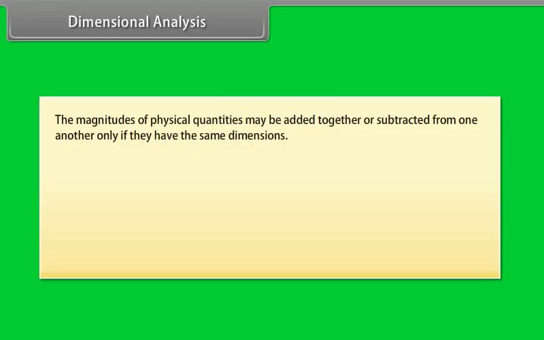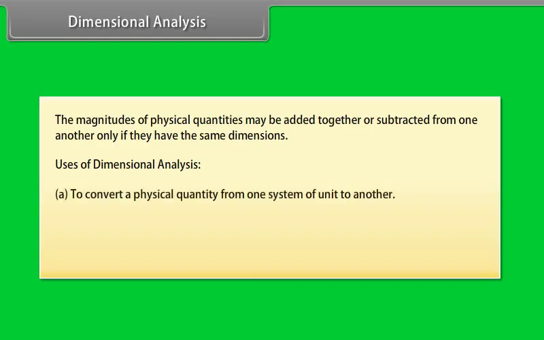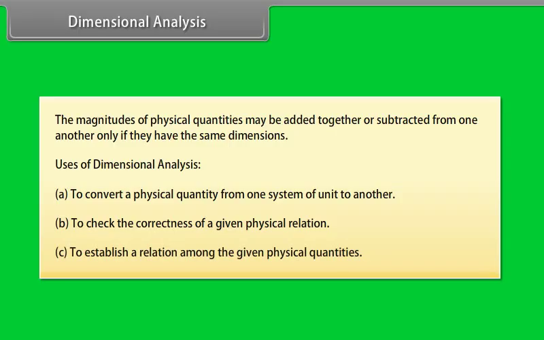Dimensional analysis. The magnitudes of physical quantities may be added together or subtracted from one another only if they have the same dimensions. Uses of dimensional analysis. A, to convert a physical quantity from one system of units to another. B, to check the correctness of a given physical relation. C, to establish a relation among the given physical quantities.